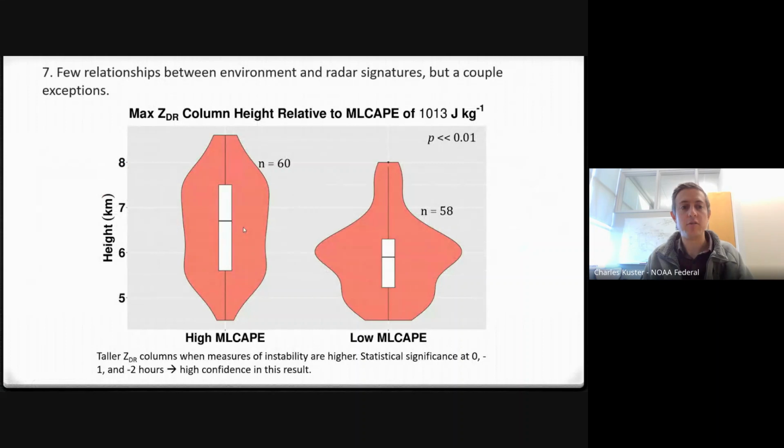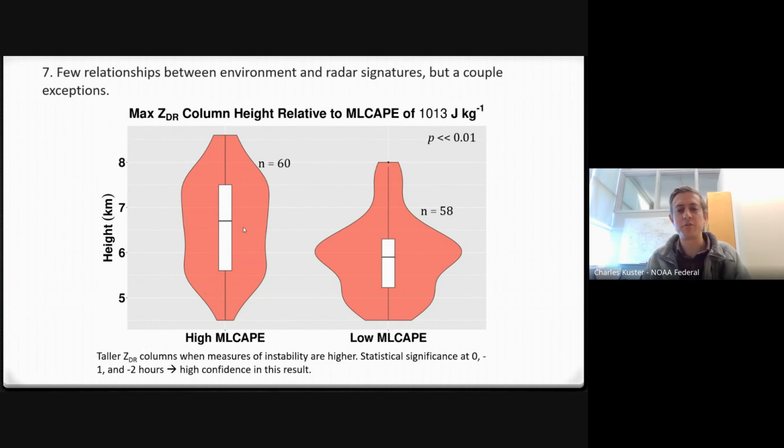So moving on to the near storm environment. We looked at lots of different environmental parameters, lots of different measures of shear, measures of instability, LCL, LFC, the Craven-Brooks significant severe parameter. We looked at lots of different things, and we didn't see very many relationships between the radar signature magnitude and the near storm environment that they occurred in.